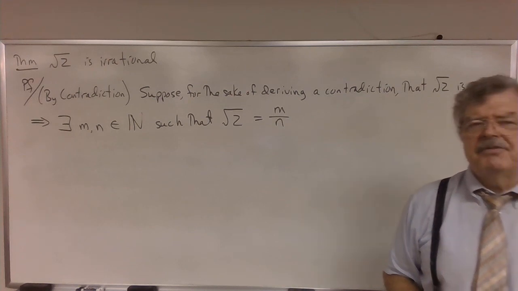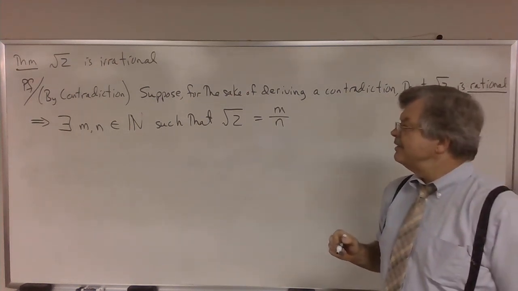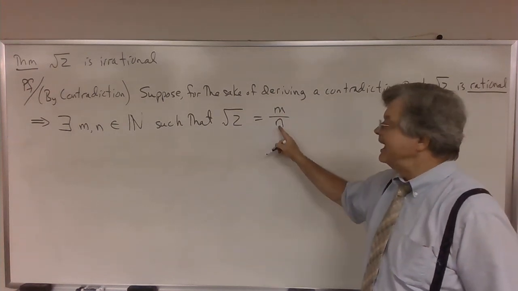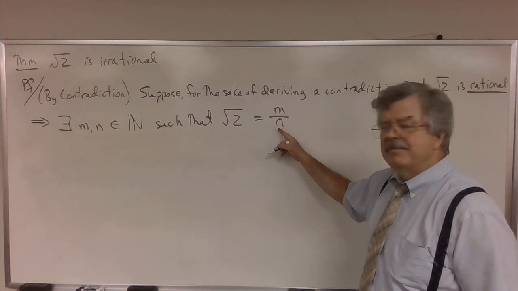Another nice thing about this, since I'm assuming that m and n are natural numbers, I don't have to stipulate that n is not equal to 0. If they're natural numbers, n has to be at least 1.